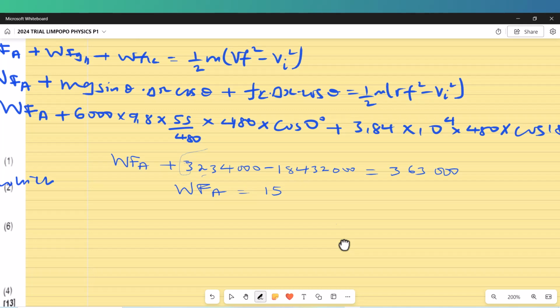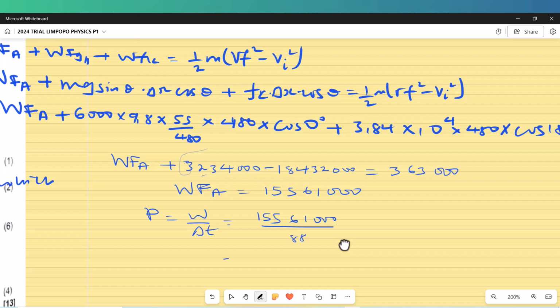Again, 5, 61, and then 0, 0, 0. Because I'm looking for the power, we say power equals work done over change in time, in this case by the force of the engine, which is now going to be 1 5 5 6 1 0 0 0 divided by what? By 88.